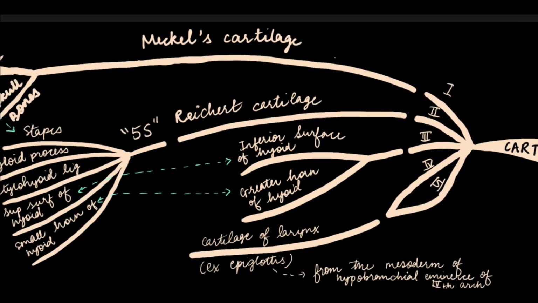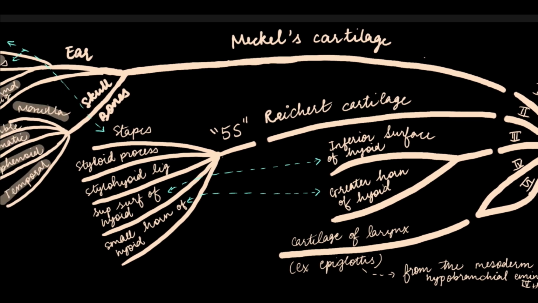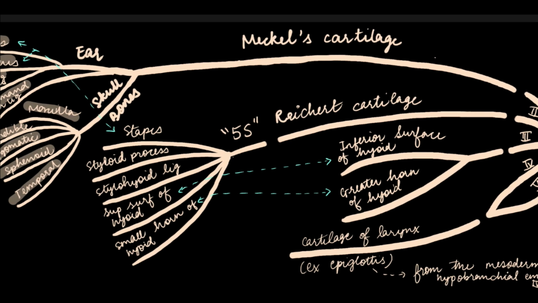The second pharyngeal arch is known as the hyoid arch. The cartilage involved is known as the Reichert's cartilage. To remember the derivatives of the Reichert's cartilage, we can use the mnemonic 5S. The 5S stand for stapes, styloid process, stylohyoid ligament, superior surface of hyoid, small horn of hyoid.